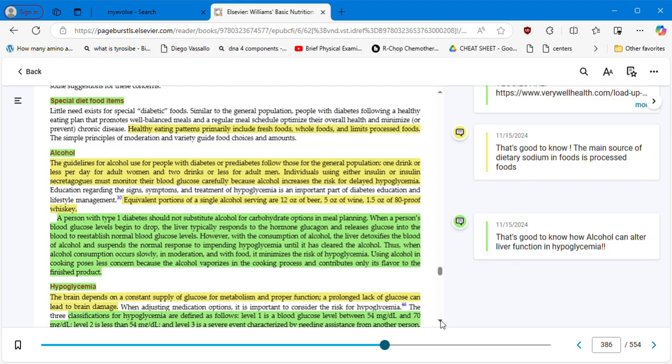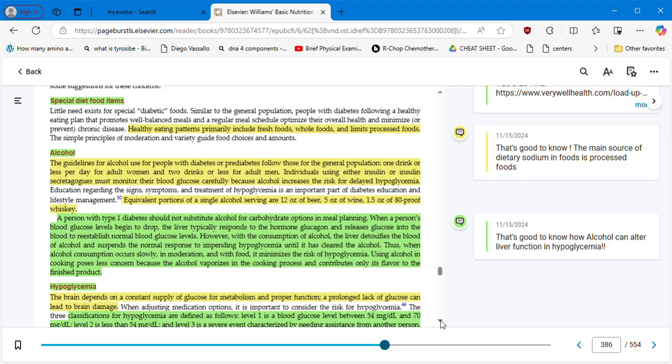Alcohol: the guidelines for alcohol use for people with diabetes or pre-diabetes follow those for the general population. 1 drink or less per day for adult women, and 2 drinks or less for adult men. In general, I will strongly recommend to avoid drinking, right? Individuals using either insulin or insulin secretagogues, which are your other type of medication, must monitor their blood glucose carefully because alcohol increases the risk for delayed hypoglycemia.